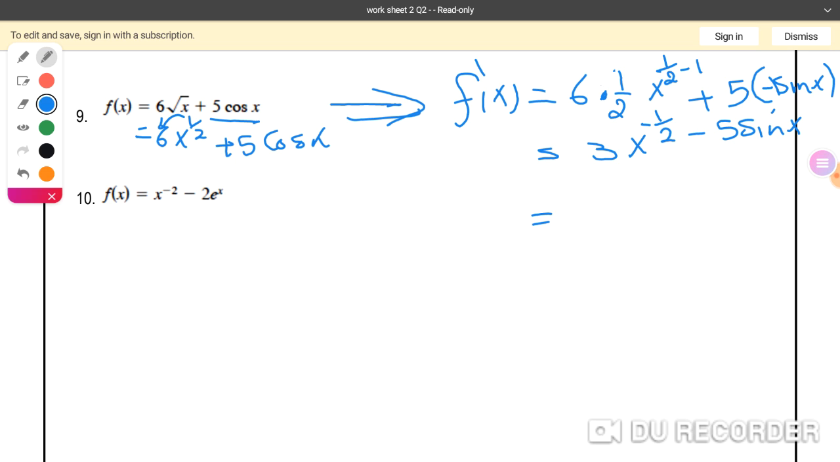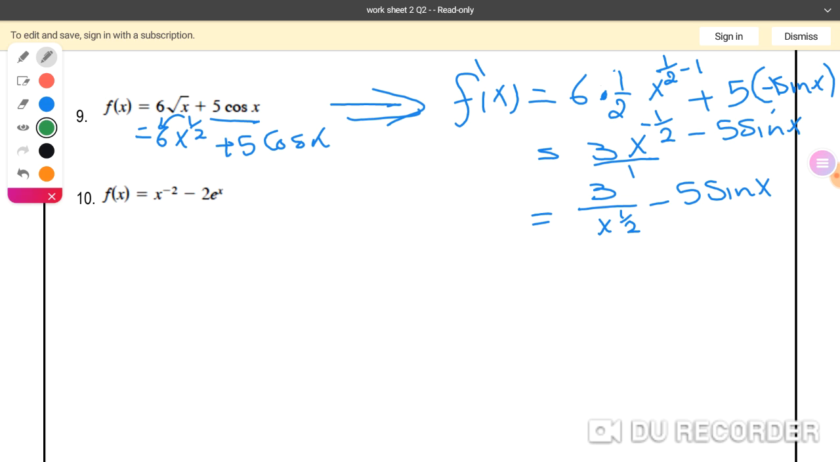I can write it in the simplest form. It will be 3, and this one will be in the denominator, x to power half, which means root x, minus 5 sine x. You have to know how to write the function in the simplest form, because when I give you multiple choices, you have to write the answer in the simplest form, okay?